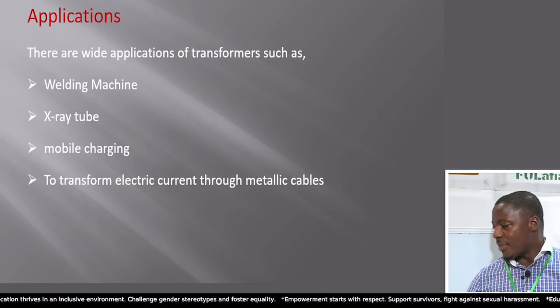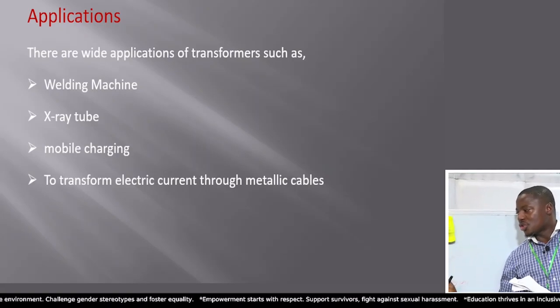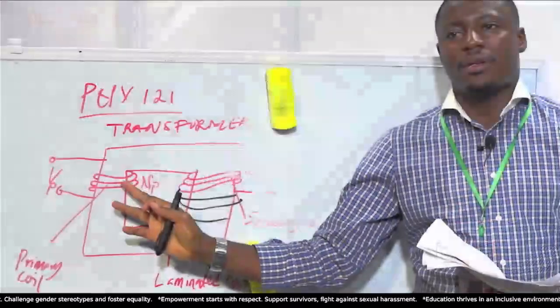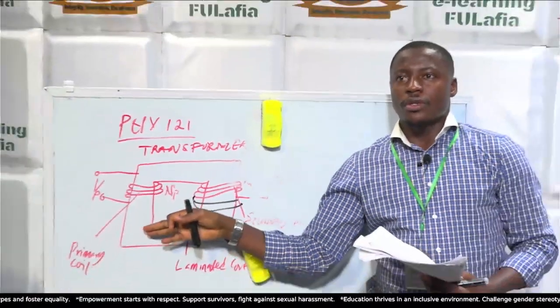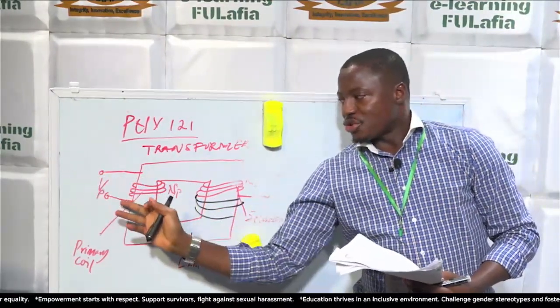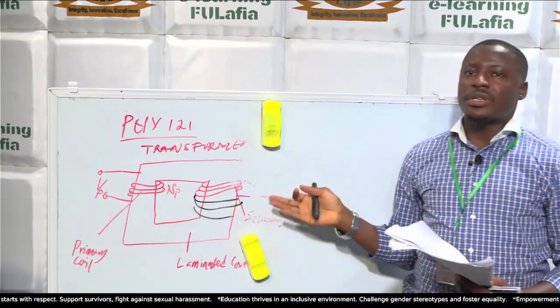You will find this laminated iron core, usually a metal that they use. Then they wrap this coil around it, and then some other things that will follow. Then you see some wires attached to it, which will be the output and the input. One can be the primary, one can be the secondary.